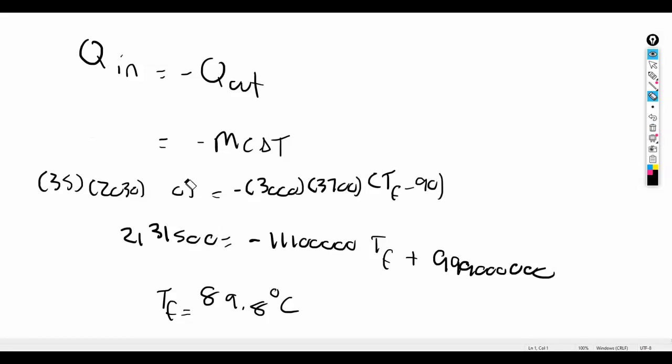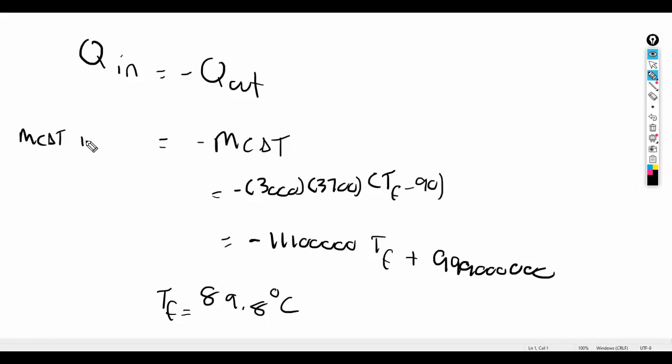So for B2, now we are doing not just a temperature change, but also a phase change. So you have an MC delta T part plus you have an ML part. Now that is assuming that you keep the initial temperature at 90 degrees, which you don't necessarily have to.